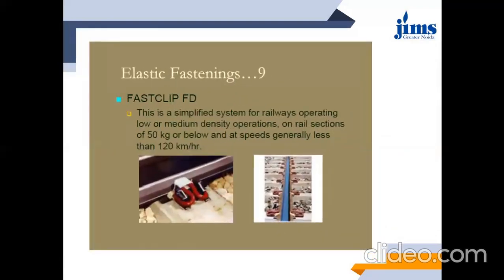Next is your Fast Clip FT. This is basically a simplified system for railways operating on low or medium density operation. Basically where fewer trains are running or trains run at lower speed, where the speed is generally less than 120 km/h, there we can use this clip, that is Fast Clip FT.